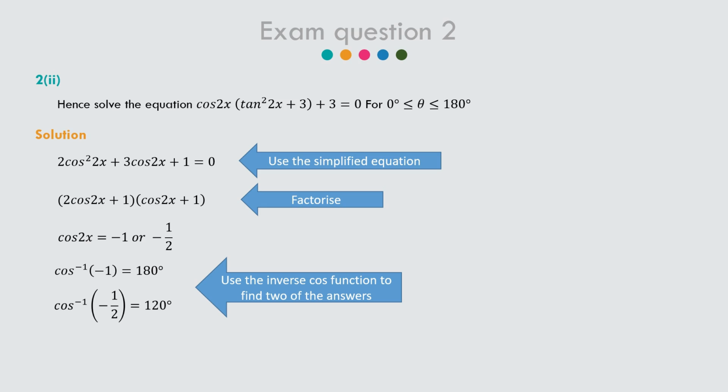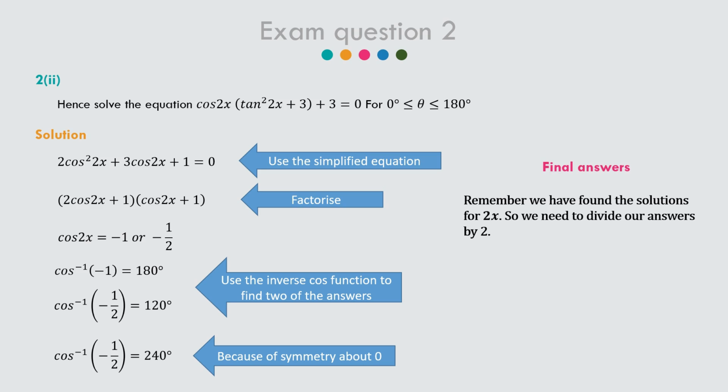Here you can see that the inverse cos of -1 gives us the answer 180 degrees, and the inverse cos of -1/2 gives us the answer 120. Now we need to use our knowledge of cos to find the other answers. Here, the other answer is 240. Now, the important thing to remember here is that we have found answers for 2x, not x. So all we have to do is divide our answers by 2 to find the final answers. The final answers are x equals 60 degrees or 90 degrees or 120 degrees.